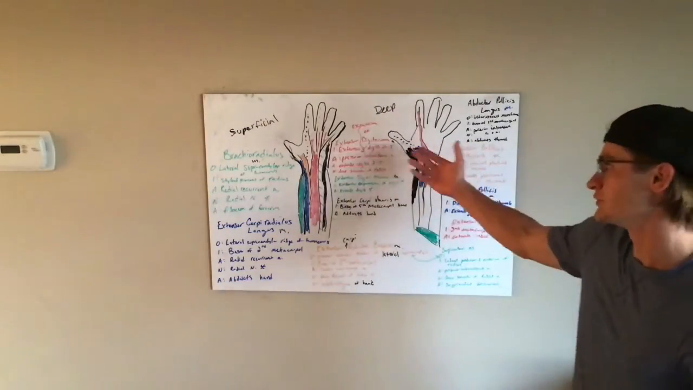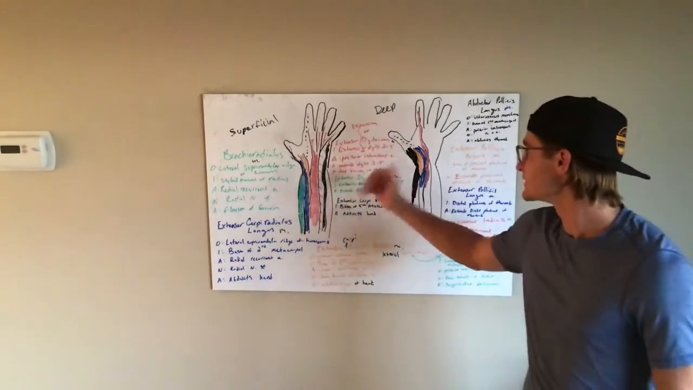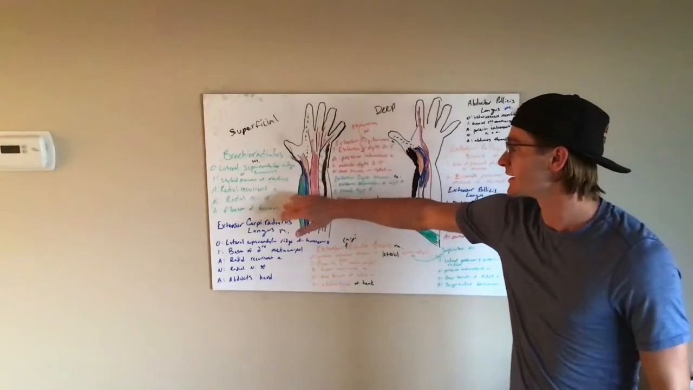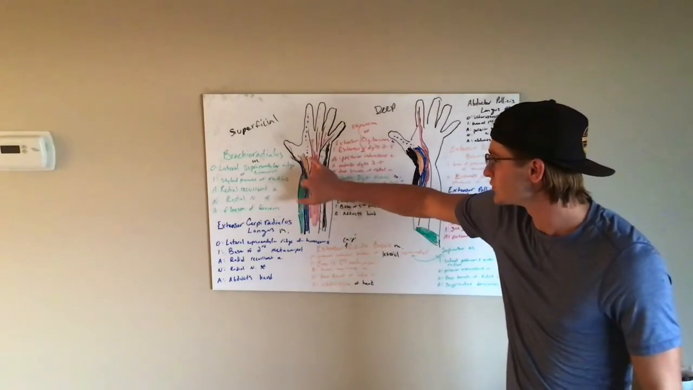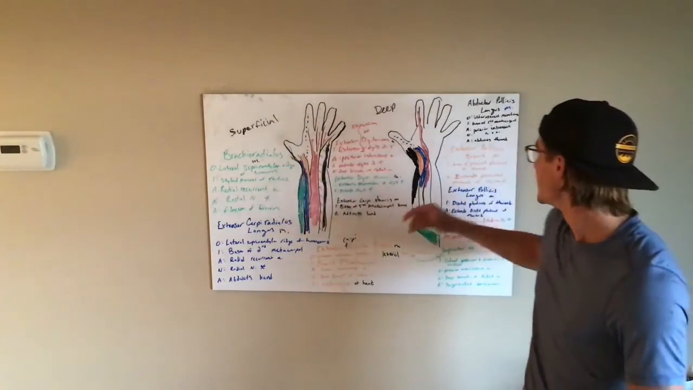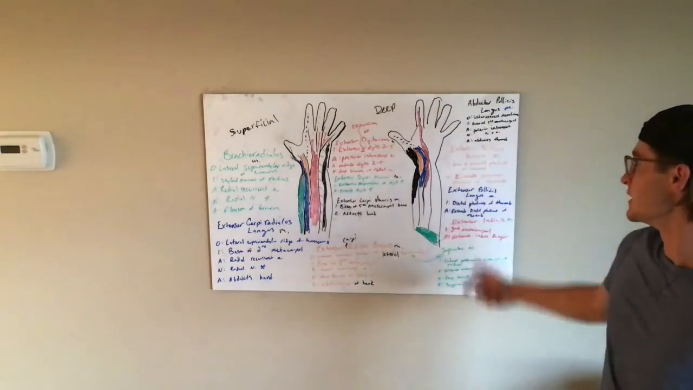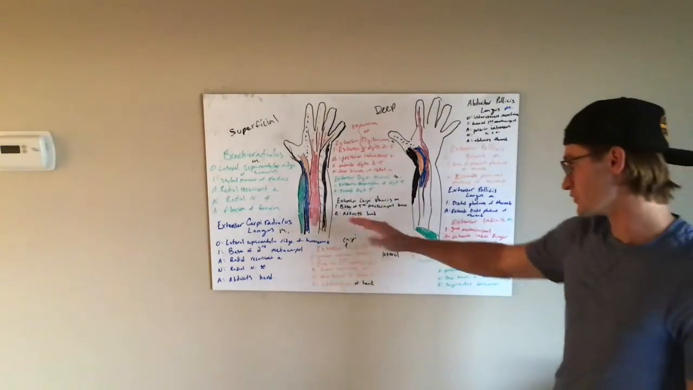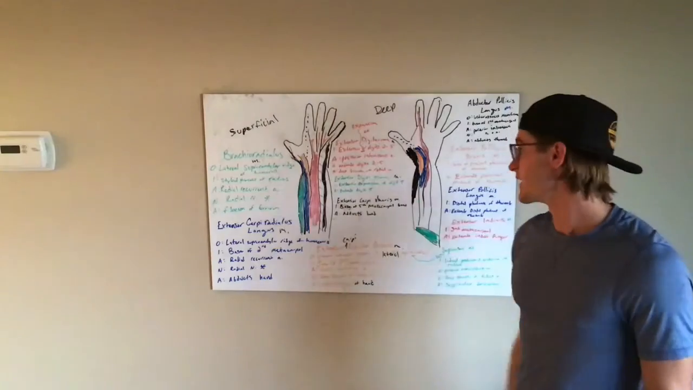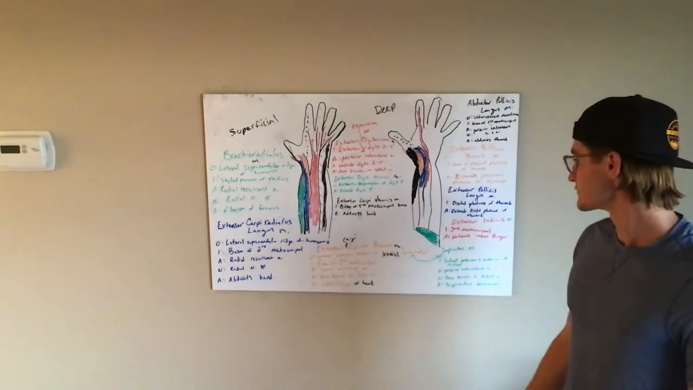These are both superficial and deep muscles. We can only see the deep muscles if we reflect back the superficial ones. There's a little gap in here where you can see the extensor pollicis brevis and the abductor pollicis longus, but for the most part you have to reflect these back to see any of the deep muscles.